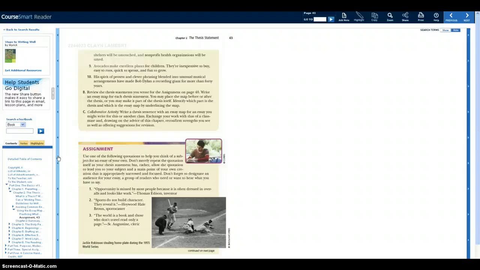So basically, you're going to do 2 things. Number 1, you're going to write the thesis sentence. Then number 2, you're going to explain who your target audience is and why. Okay, so it's a 2-part assignment. So you should have about maybe a paragraph for this part of the assignment. Okay, so these are the thesis activities.